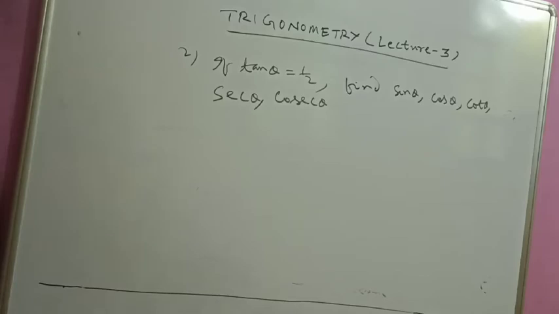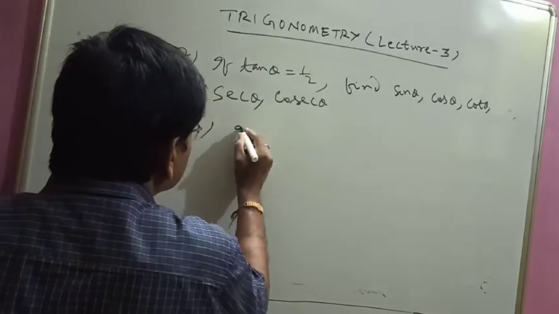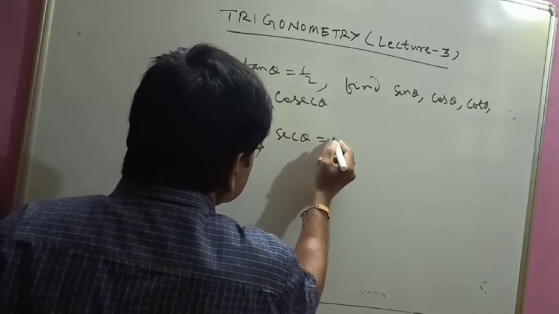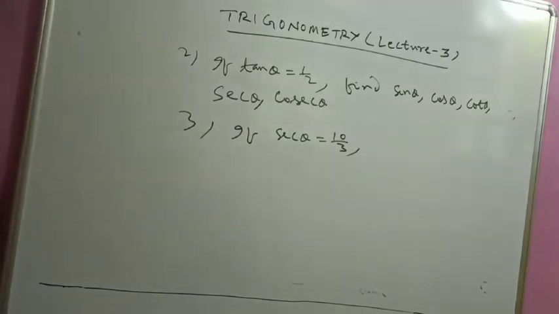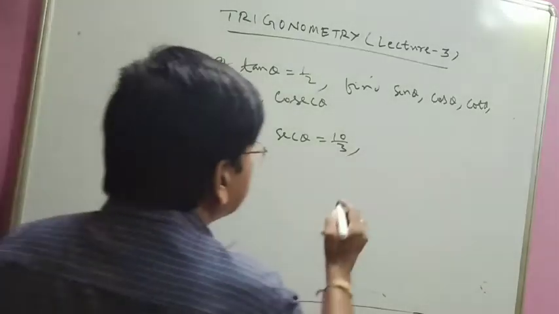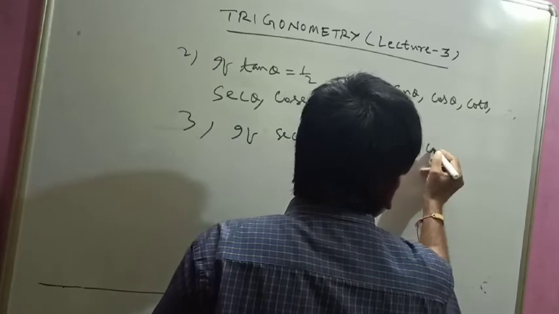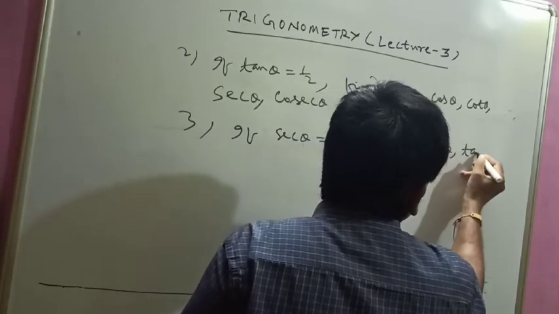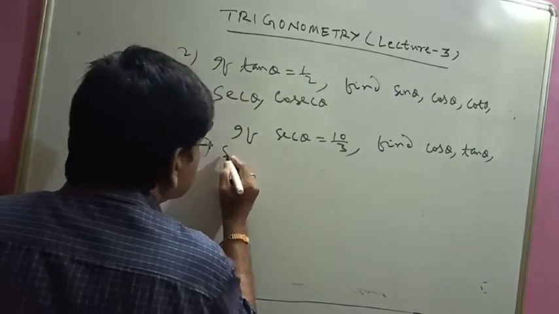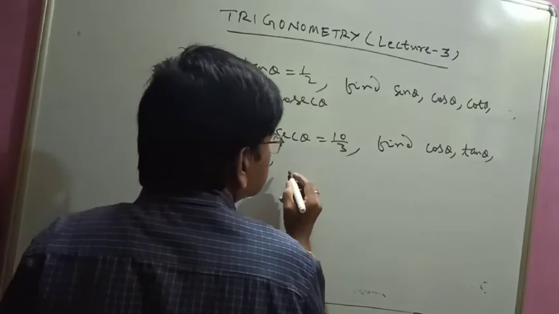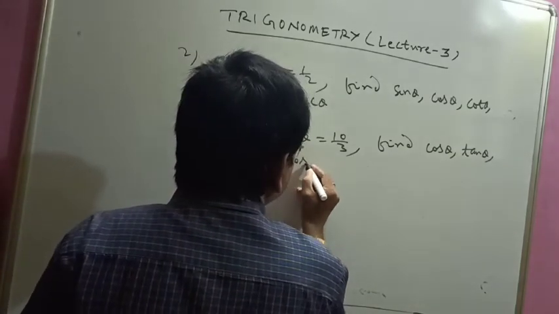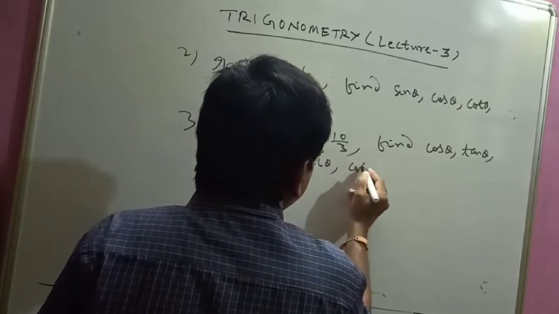The next question you write, number 3: if sec theta is equal to 10 by 3, find cos theta, tan theta, sin theta, cosec theta, cot theta.